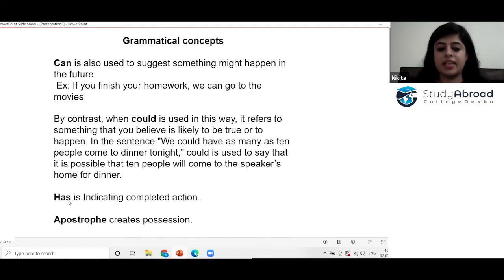Another thing that we witnessed in the question was has. Has is indicating completed action, that something is done. She has completed her homework. That means the action is completed. All right. Another thing that we witnessed in that question was apostrophe. Now, what apostrophe does? It creates possession. Possession means having something, the sense of belongingness. The girl's pencil box, girl apostrophe S. The girl's pencil box. That means the pencil box of the girl. It belonged to the girl.